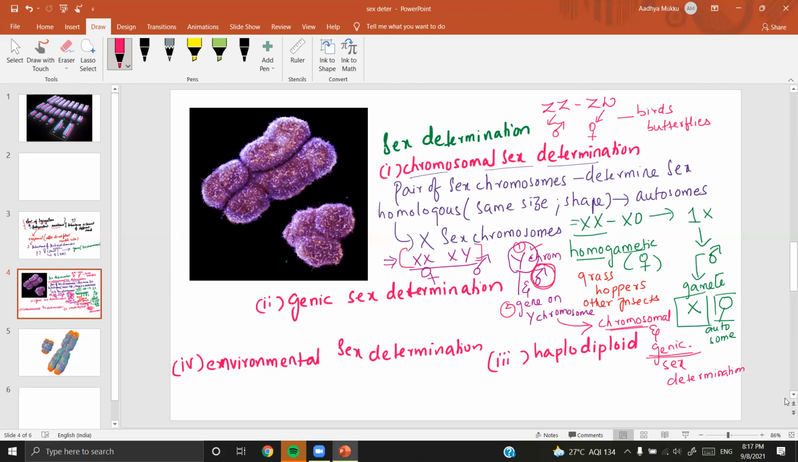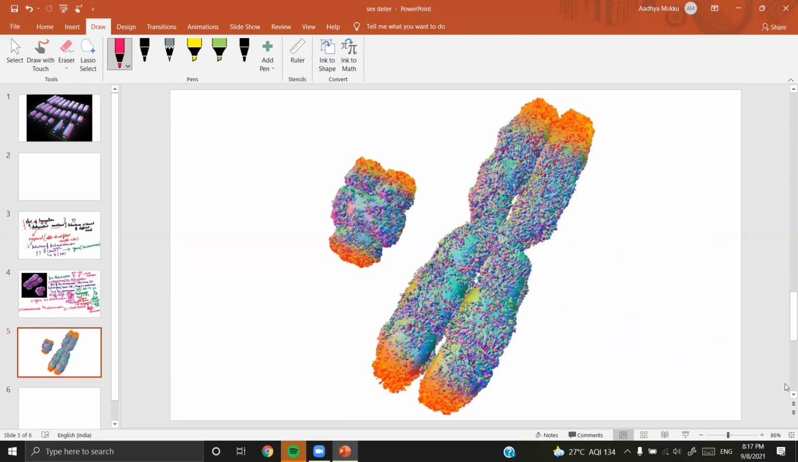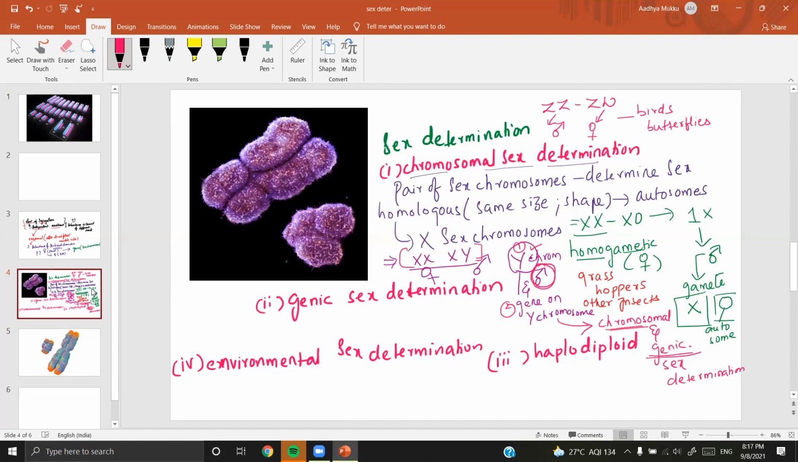You can see this category as well in a few of the amphibians and reptiles also. Okay, and coming on to the genic sex determination, as I told you, genic sex determination is not done by the sex chromosomes. No determination by sex chromosomes.